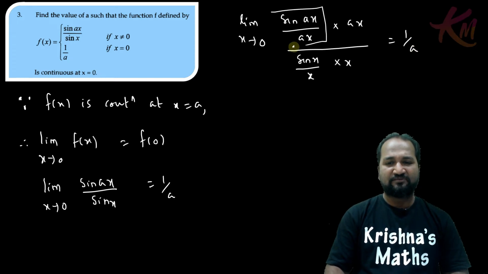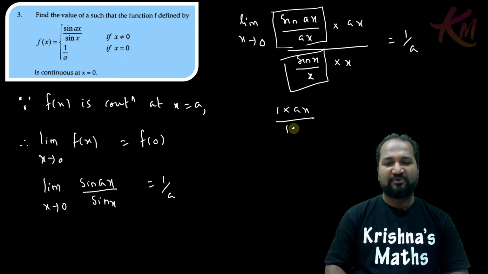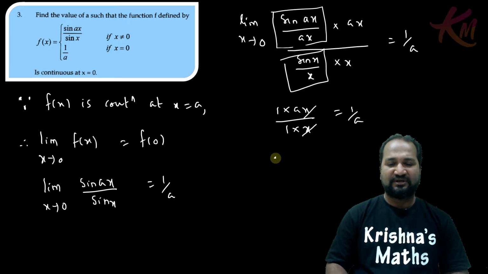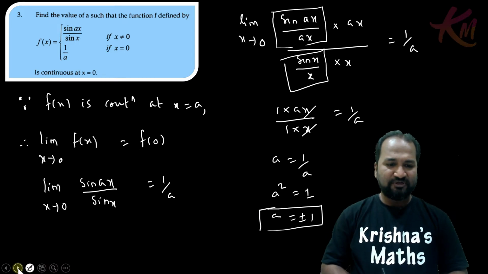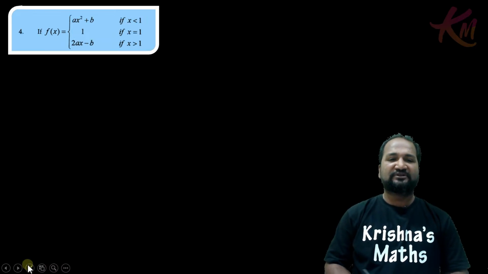Now this will be equal to 1, sin x upon x also will be equal to 1, so 1 into ax divided by 1 into x is equal to 1 by a. x and x will get cancelled, so a is equal to 1 by a, so a square is equal to 1, therefore a will be equal to plus or minus 1. Understood? Next question.